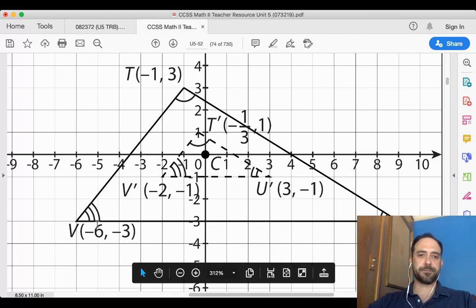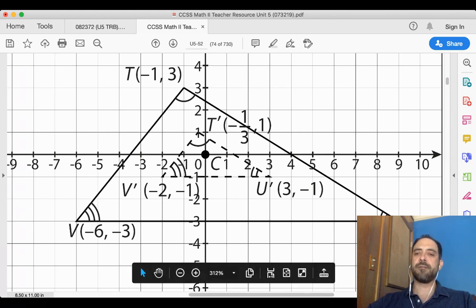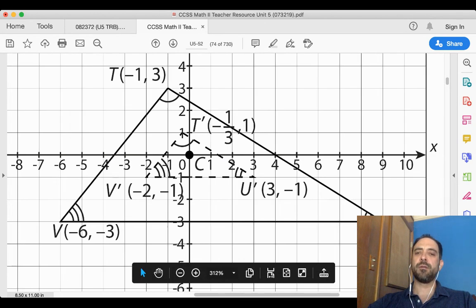So look, -6, -3 to -2, -1. How did we go from V to V prime? It looks like we divided by 3, okay? So let's see if that works. If we divided by 3, essentially what we've done is we've multiplied by a scale factor of 1/3, okay? So let's see. If I multiply 9 by 1/3, which is, again, like we said, dividing by 3, 9 divided by 3 is 3. -3 divided by 3 is -1.